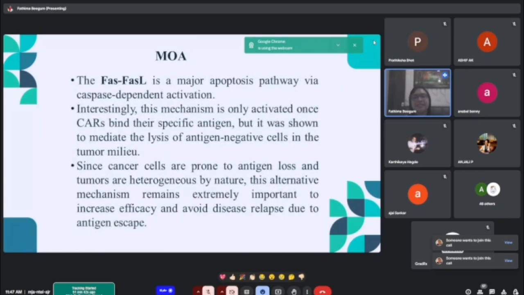Spell is nothing but a mechanism. It activates when a specific antigen is there, and it causes the destruction of antigen-negative cells that are present on the tumor surface also. So, antigen-negative cells will also get destroyed.